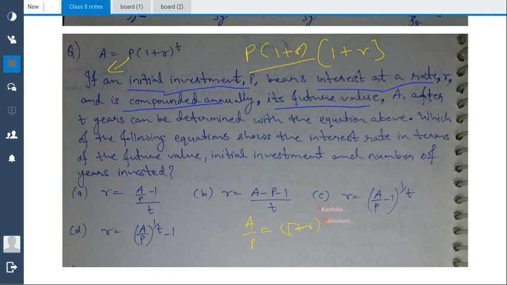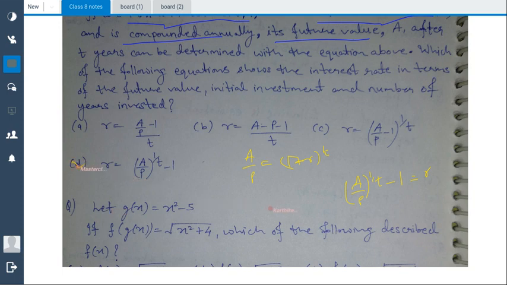In order to remove T, what do you have to do? You have to take the root of that, the Tth root. A by P to the power 1 by T, and minus 1 equals R. So it is actually 1 upon T, and you can remove this one. Got it? This is how you do it. It was quite an easy one, similar to the previous problem.